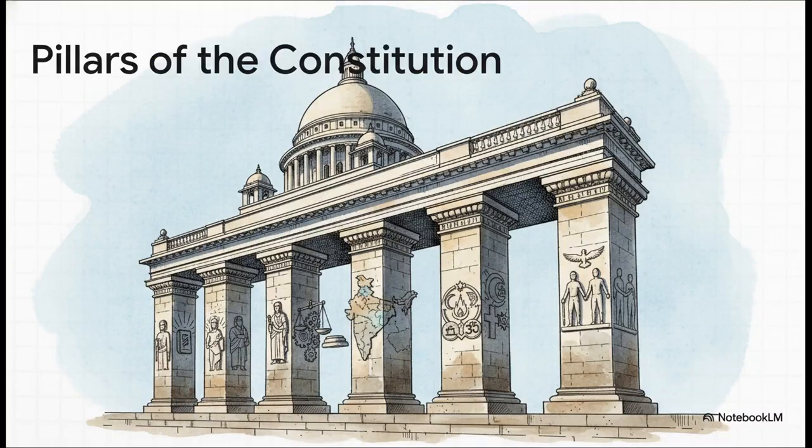So what exactly is this basic structure? Well, the court has been pretty smart about this. They've never given us a complete final list. They decide it on a case-by-case basis. But some of the core pillars we know are part of it include things like judicial review, secularism, the rule of law, basically the absolute non-negotiables of the Constitution.